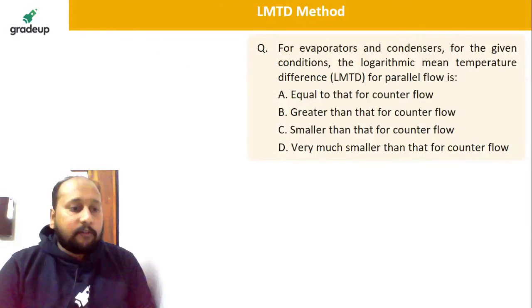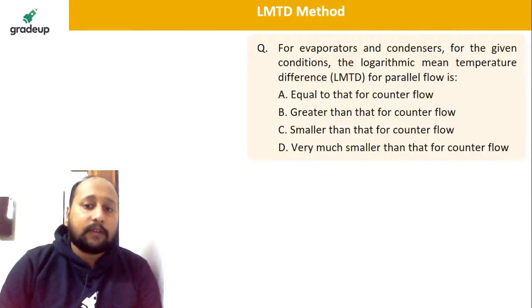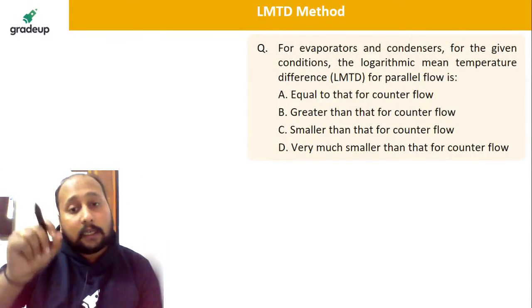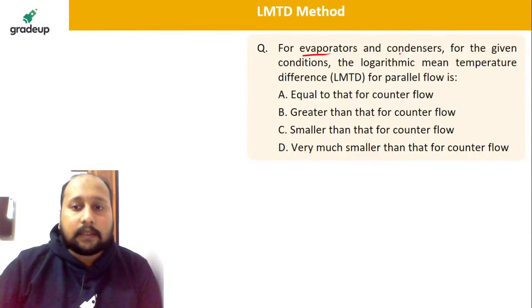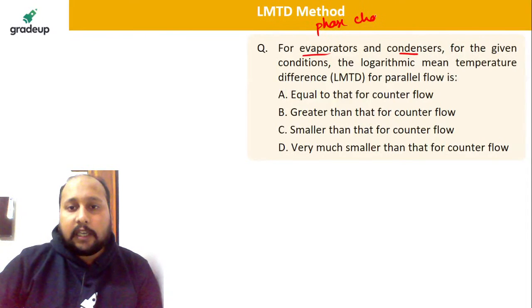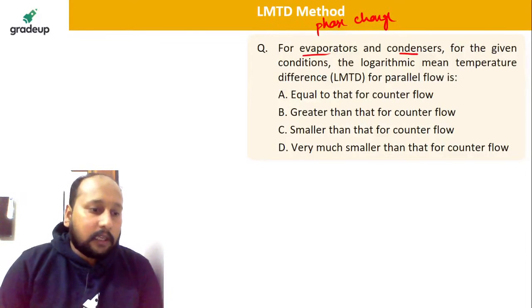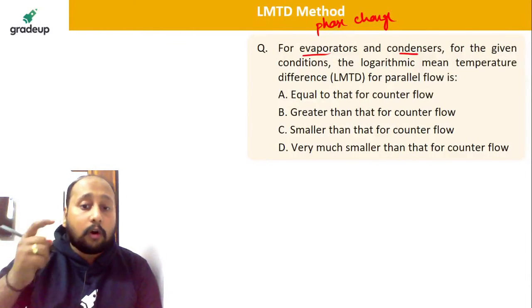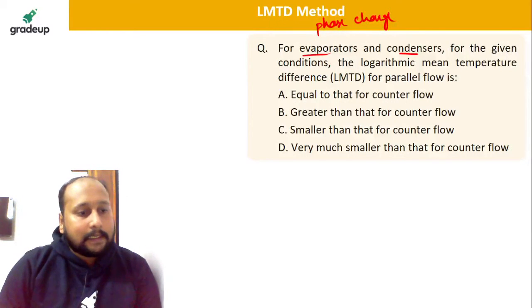Okay. For evaporators and condensers, for a given condition, the logarithmic mean temperature difference for parallel flow is... again, the same question, now asked in a different format. Evaporators and condensers. That means we are talking about phase change phenomena. Then the LMTD of the parallel flow is equal to counter flow, greater than counter flow, smaller than counter flow, or very much smaller than that of counter flow. A, B, C or D?